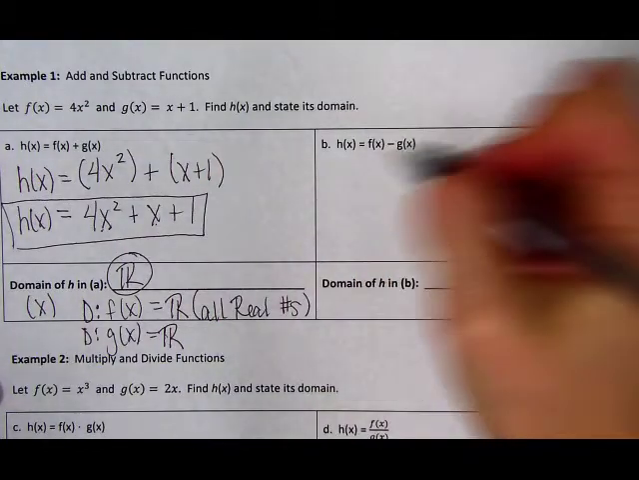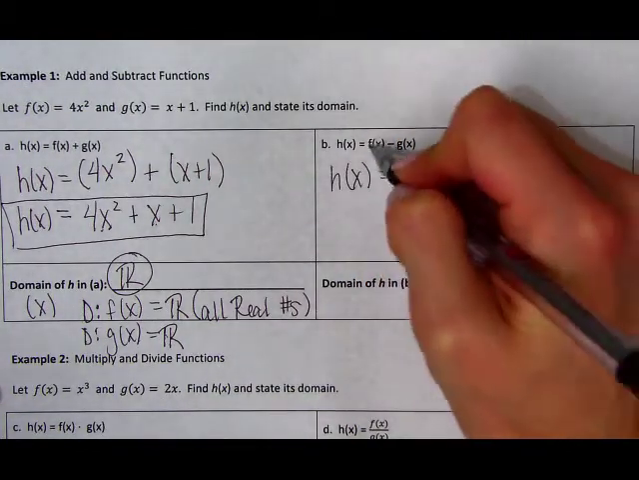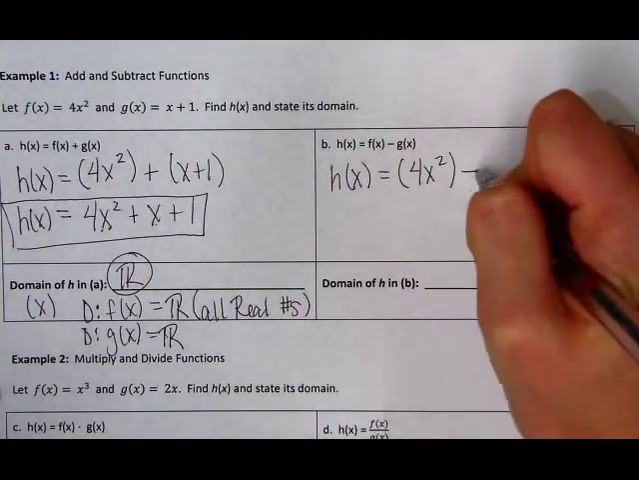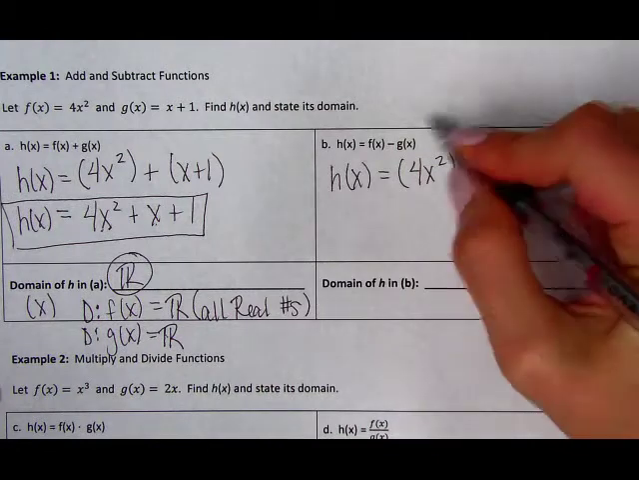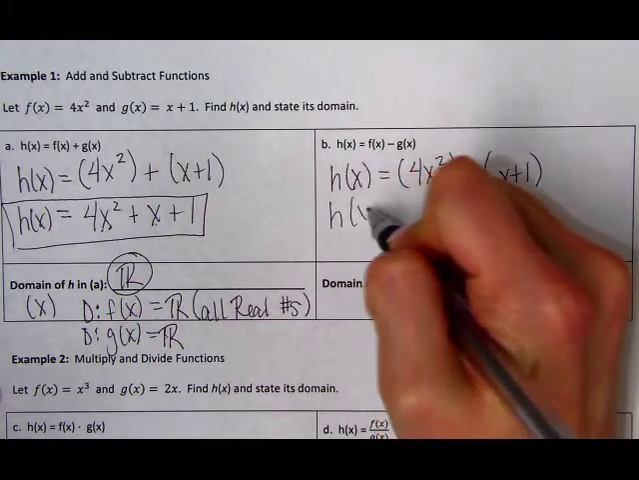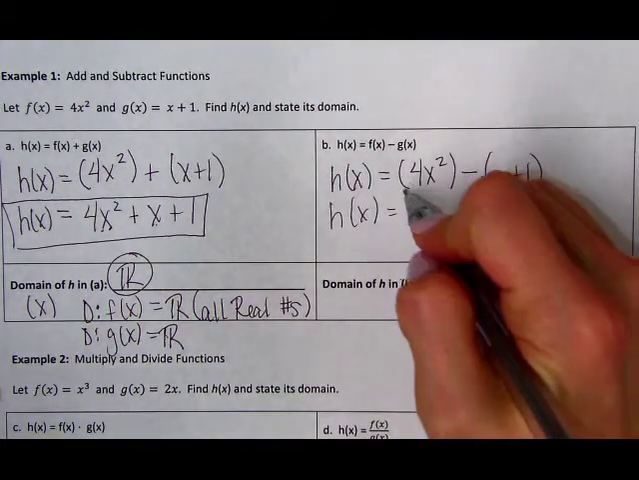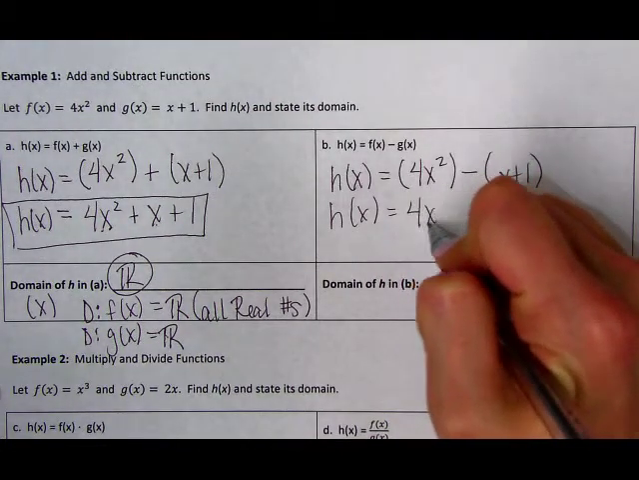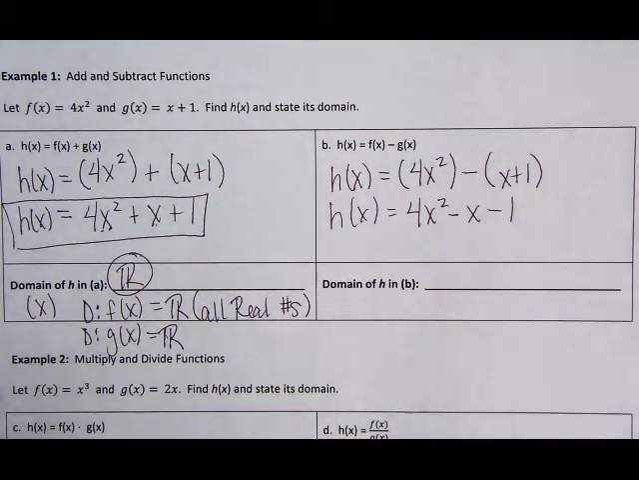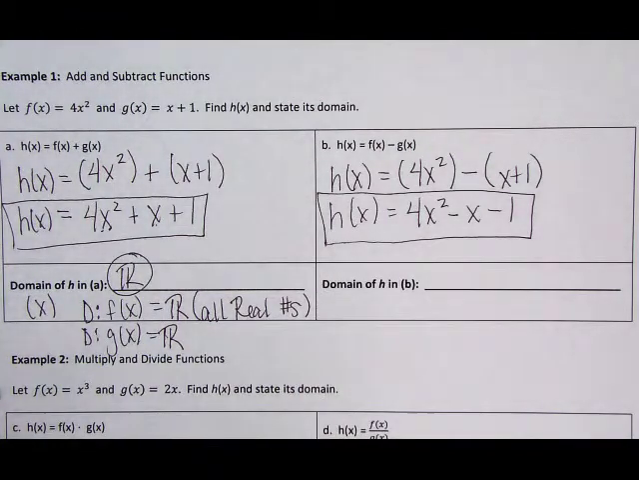In letter B, I'm going to do the same thing. My new function h of x is equal to, in parentheses, f of x is 4x squared, minus my second function is x plus 1. Because I'm dealing with subtraction, I have to be careful that I'm going to distribute the negative to my second grouping. I can drop the parentheses from my first. So I get minus x minus 1. Because I can't combine any terms here, that's my final answer.